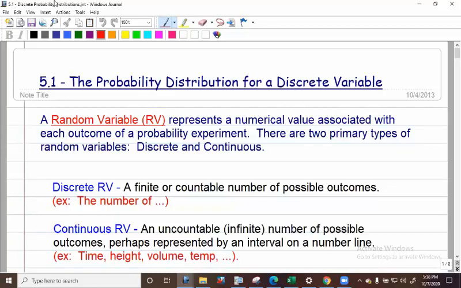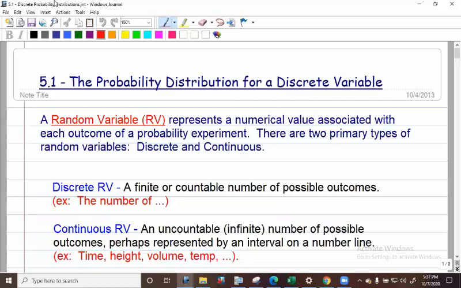I appreciate it. And let's see what we got going on here today. Here we go. Probability distribution for a discrete variable. We're going to talk about what discrete variables and continuous variables are. In chapter 6, when we learn about the normal distribution, that's going to be continuous, but these two sections today are based on discrete.